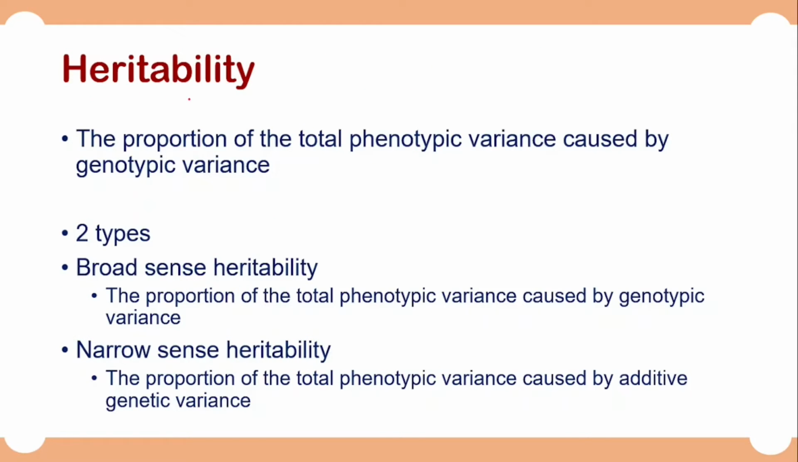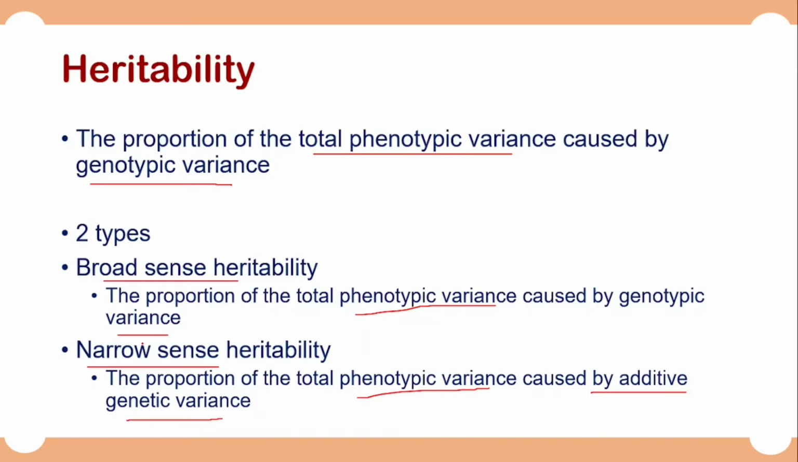So I will start this video by defining heritability. Heritability can be defined as the proportion of the total phenotypic variance caused by the genotypic variance, and it is divided into two types, which are broad sense heritability and narrow sense heritability. Broad sense heritability can be defined as the proportion of the total phenotypic variance caused by the genotypic variance, whereas narrow sense heritability is defined as the proportion of the total phenotypic variance caused by only additive genetic variance.